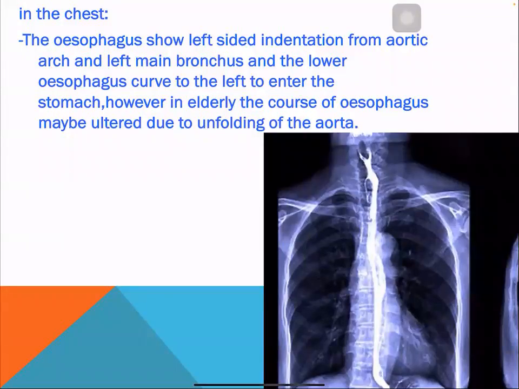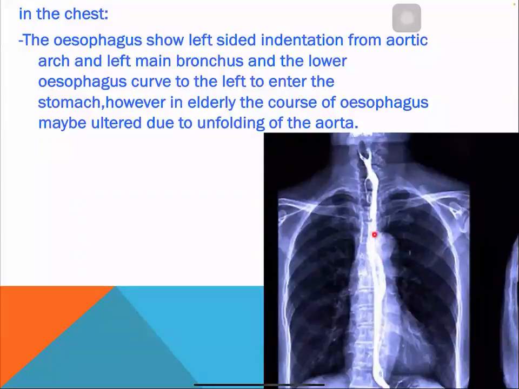In the frontal view of the chest, the esophagus shows left side indentation from the aortic arch and left main bronchus, and the lower esophagus curves to the left to enter the stomach. However, in the elderly, the course of the esophagus may be altered due to unfolding of the aorta.